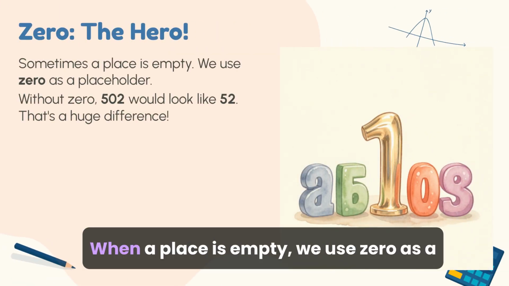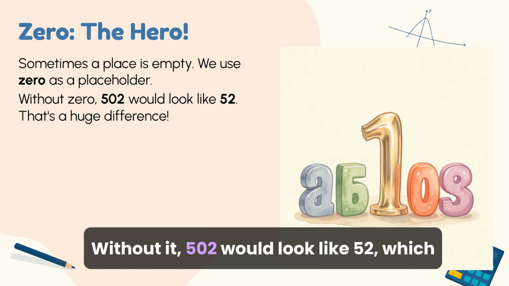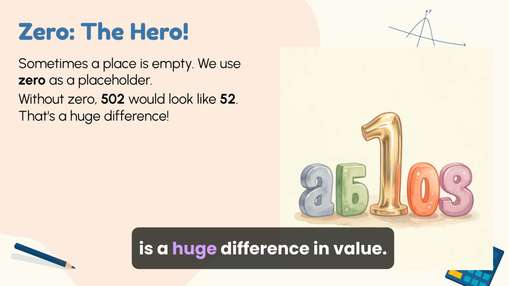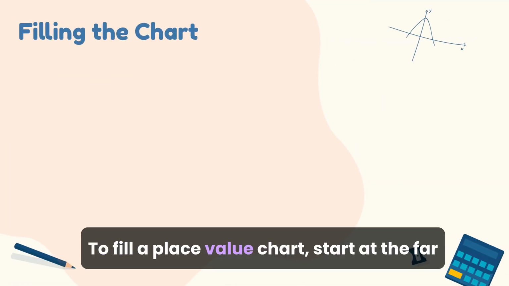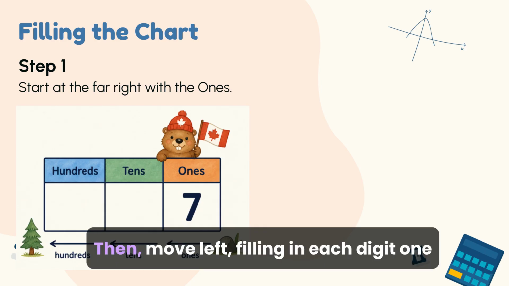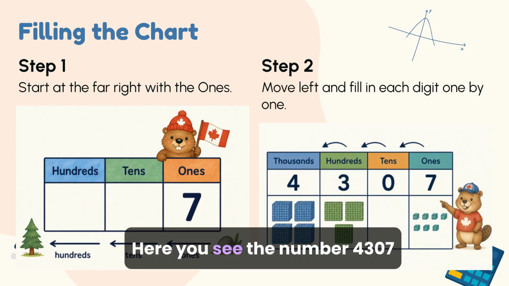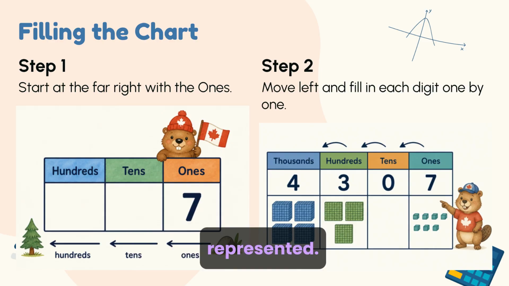0 is a hero. When a place is empty, we use 0 as a placeholder. Without it, 502 would look like 52, which is a huge difference in value. To fill a place value chart, start at the far right with the ones, or the single digits. Then, move left, filling in each digit one by one. Here you see the number 4,307 represented.